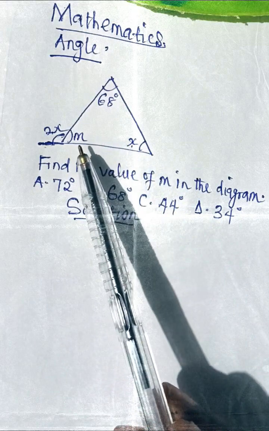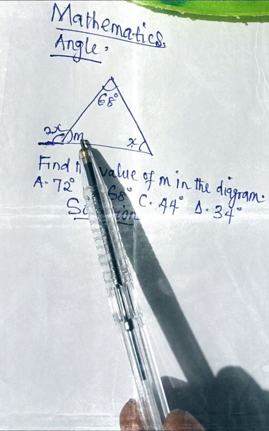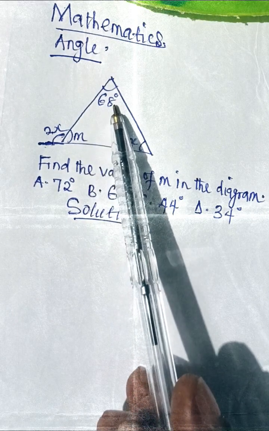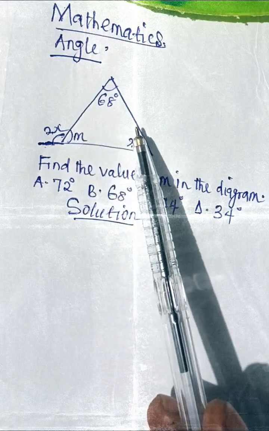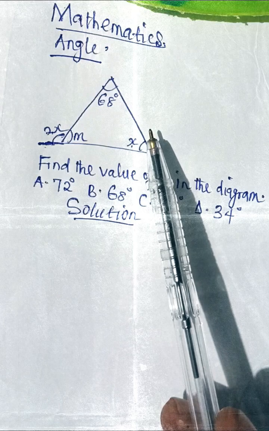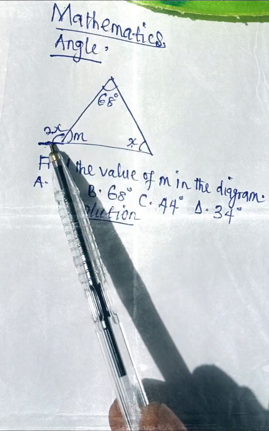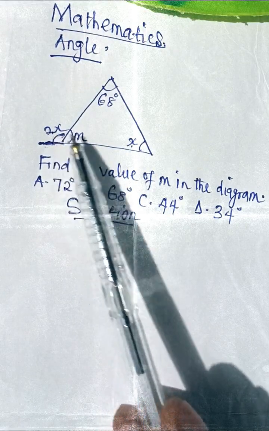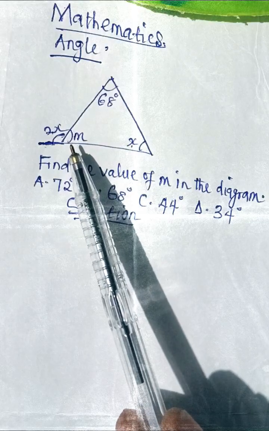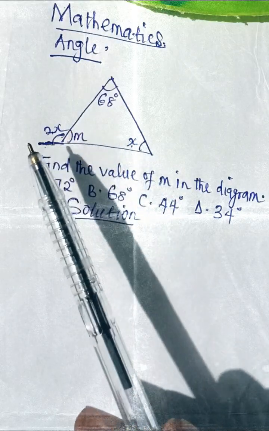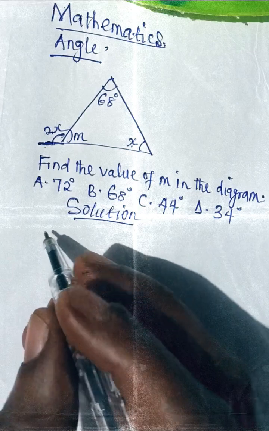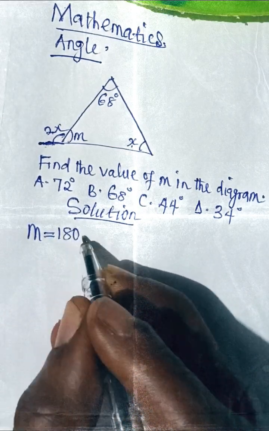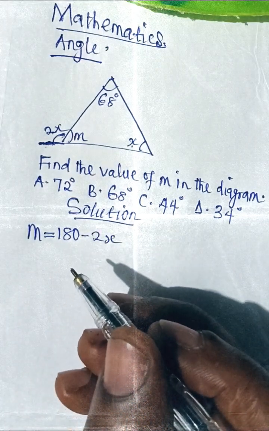Before we solve this question, there are theorems we're going to look at now. The first theorem states that the sum of interior angles in a triangle equals 180 degrees. That's the number one theorem. Another theorem we should also look into states that the sum of the angles in a straight line equals 180 as well. So I can say that m equals 180 minus 2x. Do you get that?